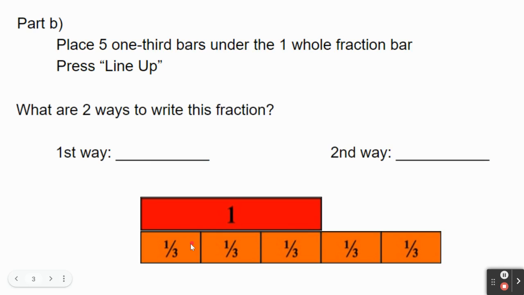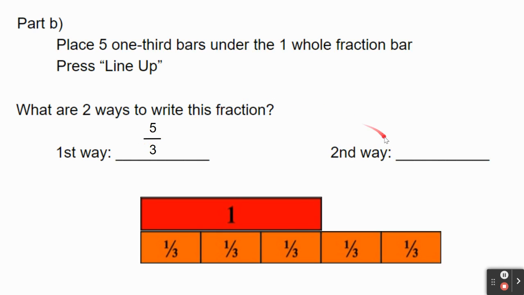We can represent this in 2 ways. The first way is by counting the number of 1/3 bars we've used. So we've used 1, 2, 3, 4, 5. And so we're going to represent this as 5/3, meaning we used 5 bars. That's why the numerator is 5. And we're using thirds, meaning that 3 of these bars make up 1 whole.